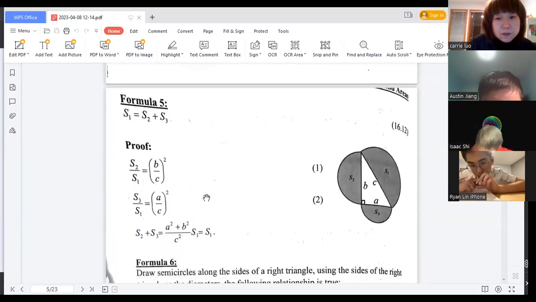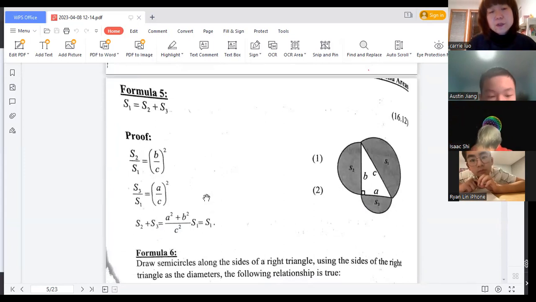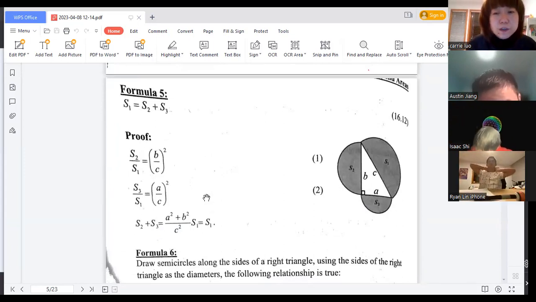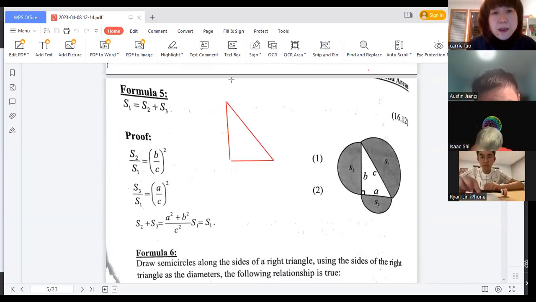Okay, so now let's take a look at this one. Sorry, my scanner is really bad. So this is actually a right triangle. For every right triangle, you can make a half circle.